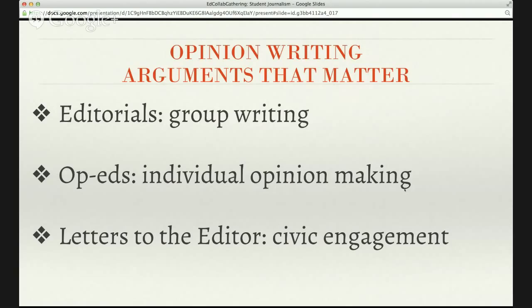But you can also have individuals writing opinions. Just as you have an editorial page, you have an op-ed page where students individually propose topics that they want to argue about in their newspaper. They put their name out there, they attach their name to the article, and they argue for something.